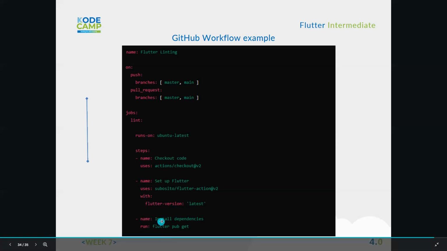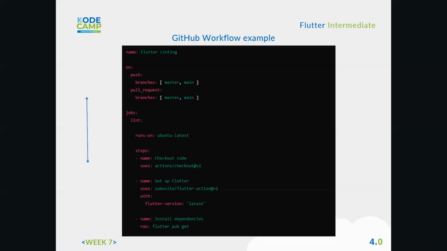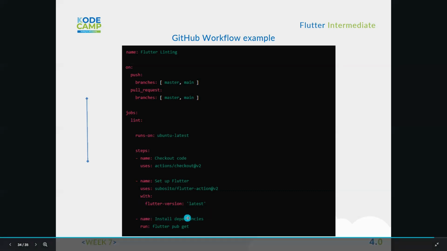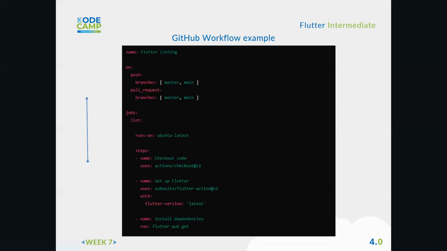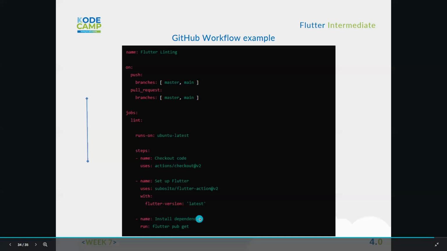And then we have another step. So what have we done so far? We have checked out the code. We have set up Flutter, right? And then the next is to what? Install dependencies, because of course you have a lot of dependencies you are probably using, right? We have the get dependency, we have a lot of other dependencies. So we have install dependencies, and then we want it to run.